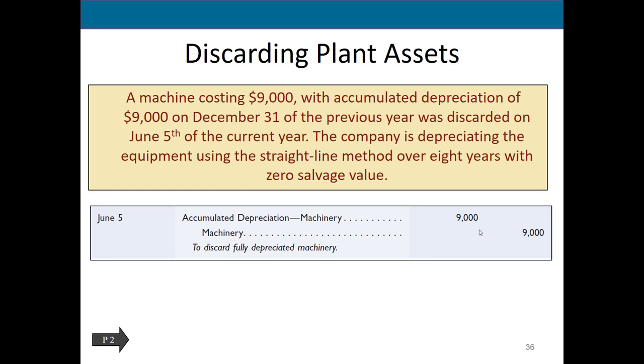We're going to discard it. We're going to throw it in the trash. That's what this is. It has no book value on the books at all. So we simply need to take the accumulated depreciation off the books with a debit and take the machine itself off the books with a credit. And we're done. That's simple.